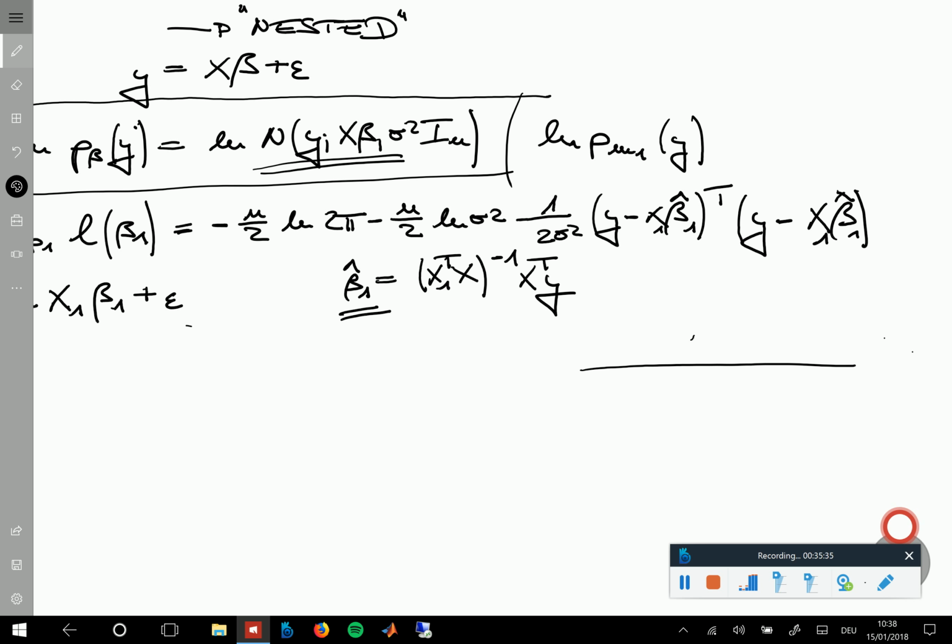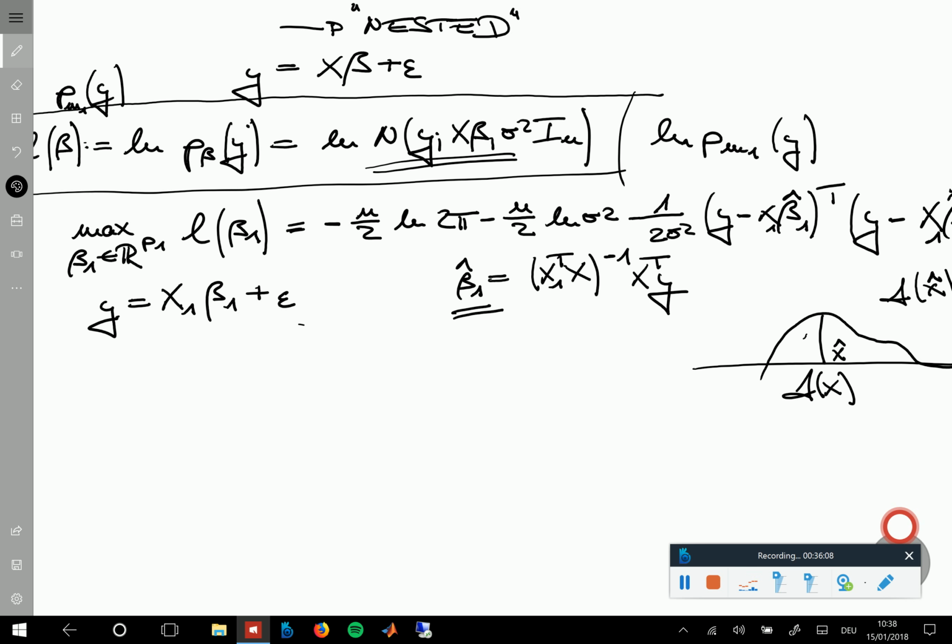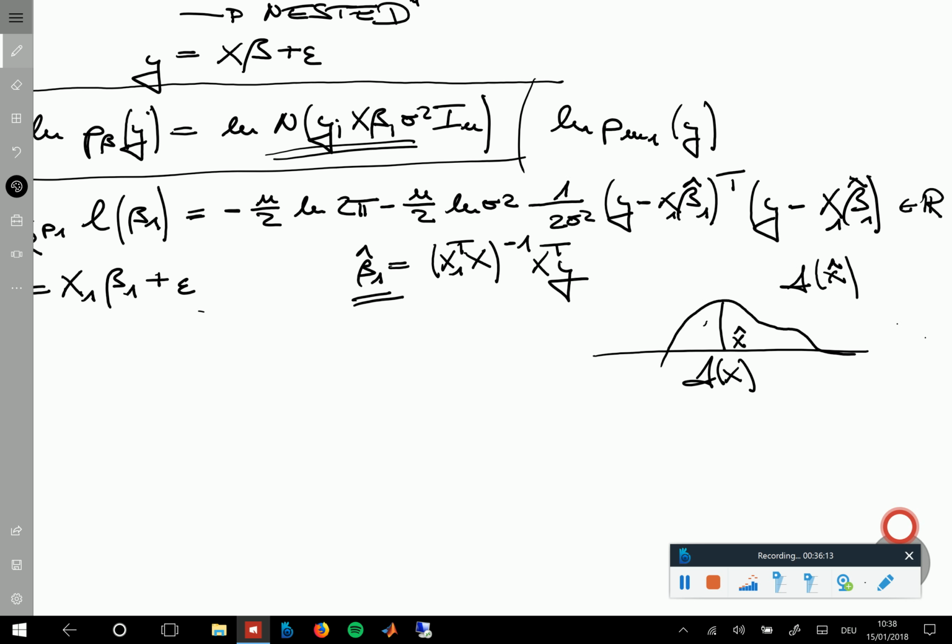So if you want to visualize that, what we've just done is maybe we have this kind of function, and we first looked at it as a function f of x, and now we're looking at it as a single value at a location x hat, and the location x hat is exactly where the maximum is. And then this is just a single number, so it's just a scalar, a real number. So that's this max L beta 1 that we now wrote down.